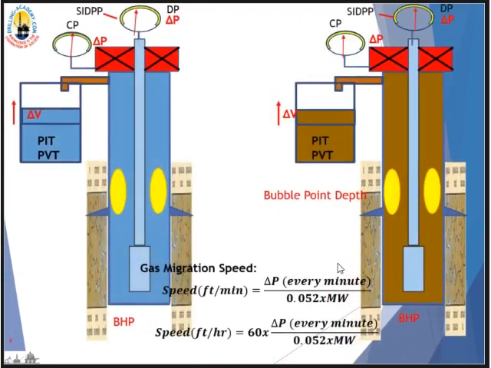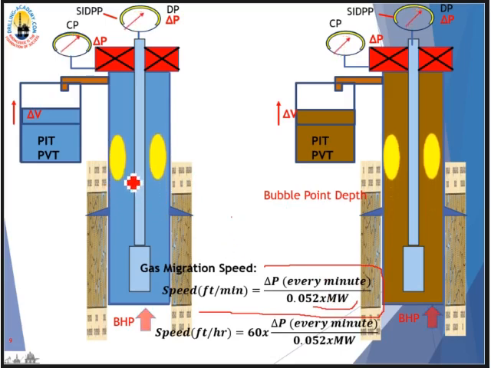All right, let's say now during the gas migration or percolation process, you may need to work out the speed, how fast the gas is migrating. So this formula is the one that will help you to work it out. You record the pressure increment on either the casing pressure gauge or drill pipe pressure gauge, every minute, and you take that increment divided by the mud gradient. Mud gradient equals 0.052 times mud weight. Okay, so let's look at this visual to see how it goes.